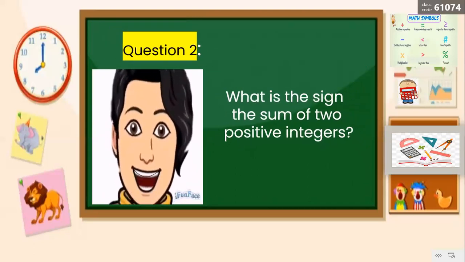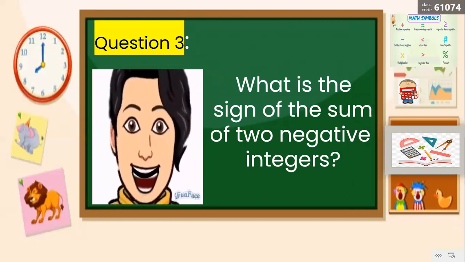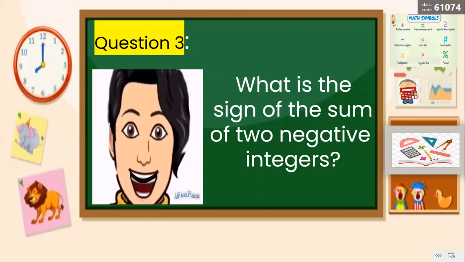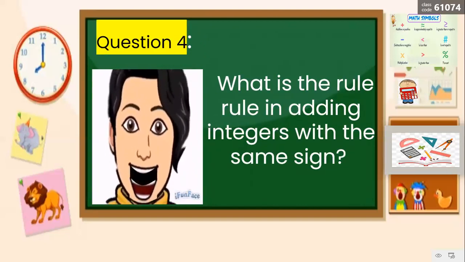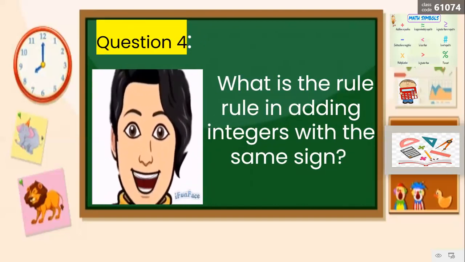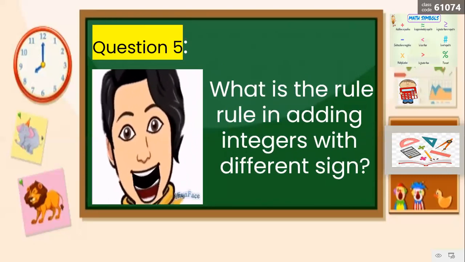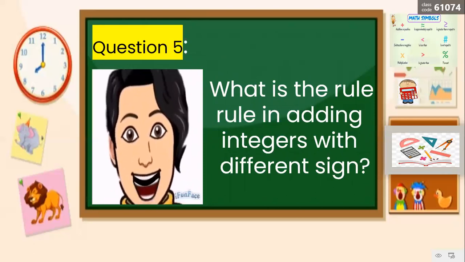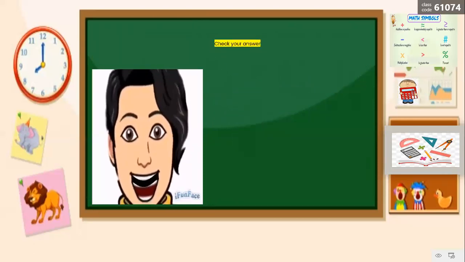Next, number 3. What is the sign of the sum of 2 negative integers? Next, number 4. What is the rule in adding integers with the same sign? And last one, question 5, what is the rule in adding integers with different signs? Are you done? Okay, so let's check your answers.